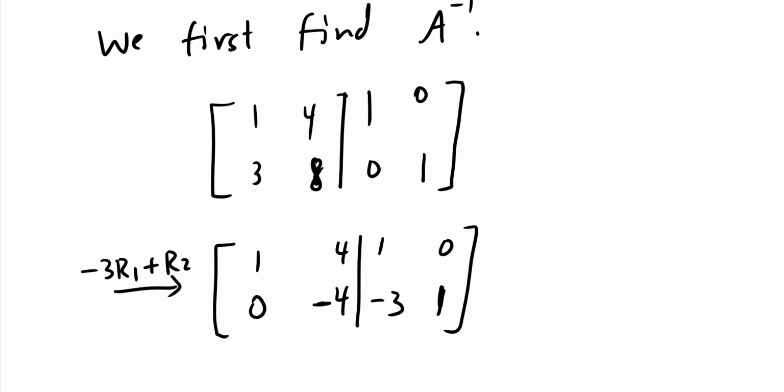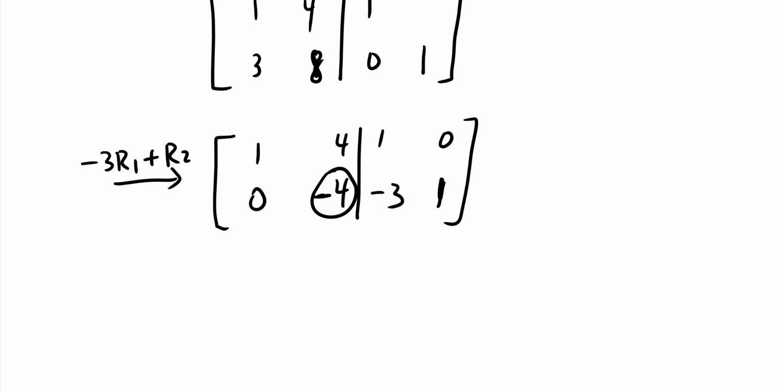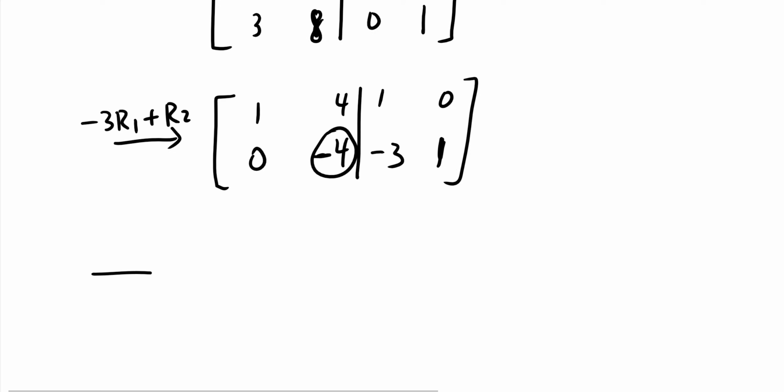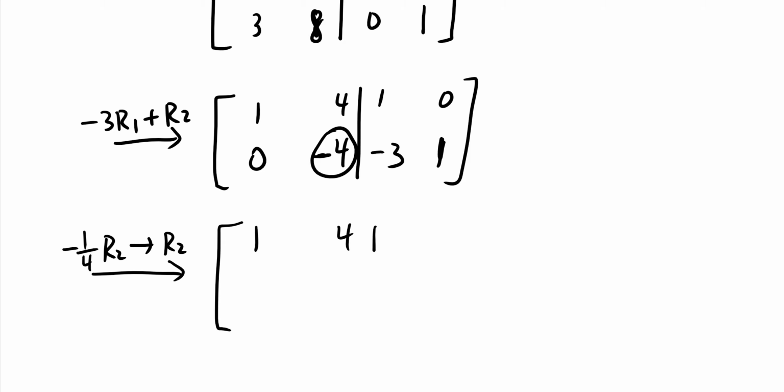Now we need to clean the next one. Always we need to make this one. How do I make that one? The only way is to multiply row 2 by negative 1/4, and the result will go into row 2. So row 1, no changes. Keep row 1 the same. Negative 1/4 by 0 is 0. Negative 1/4 by negative 4 is 1. Negative 1/4 by negative 3 is 3/4. Negative 1/4 by 1 is negative 1/4.